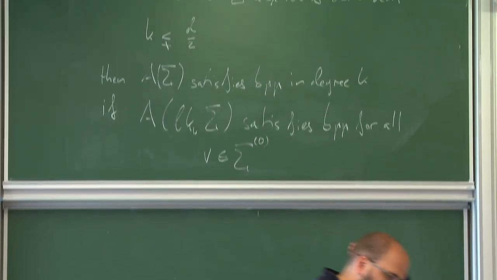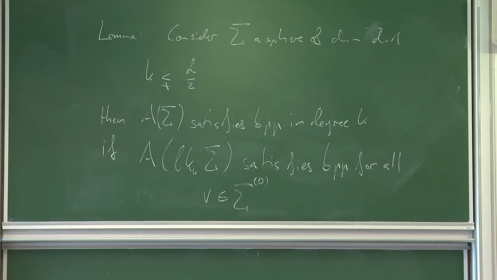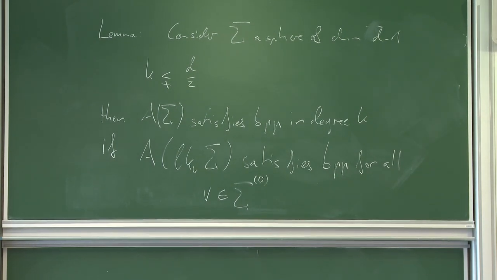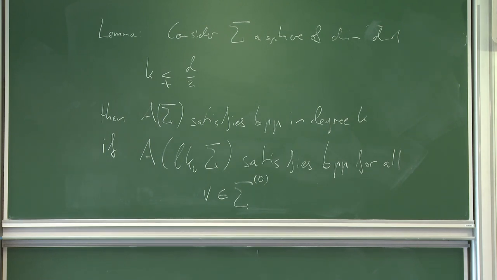So this means that we can always reduce this Poincaré pairing property to the middle degree. When we are looking at this, what we are looking at is a 2k minus 1 dimensional sphere. And so the implication is we only need to consider sigma 2k minus 1 dimensional.